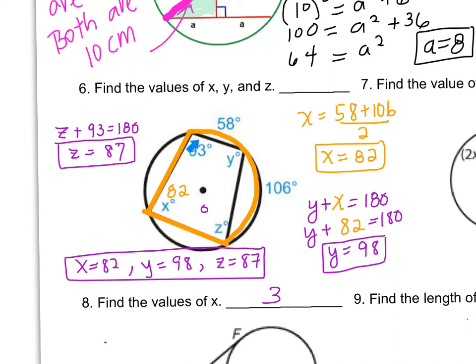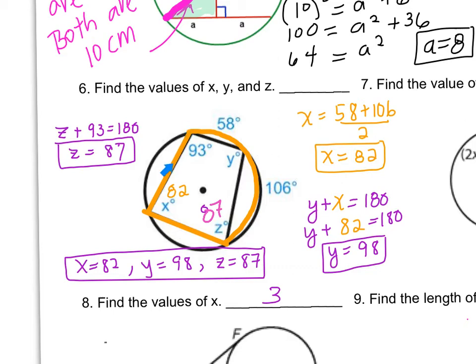I'm going to start with 93 and z. If I add them together, those equal 180. That means z is equal to 87. So now I found that z is actually 87. Now, I cannot add x and y yet because I'm going to have 2 letters and I only need 1. So I'm going to try and find one of them.